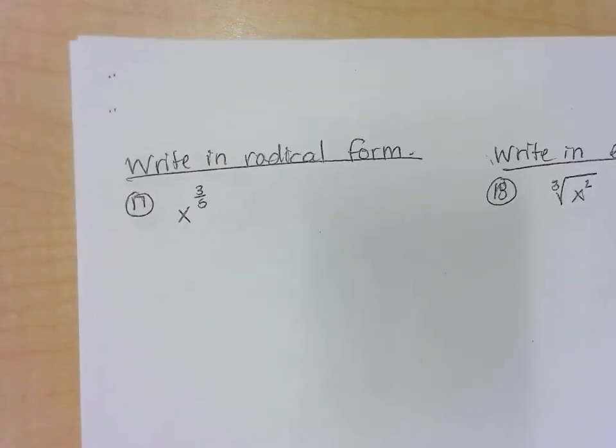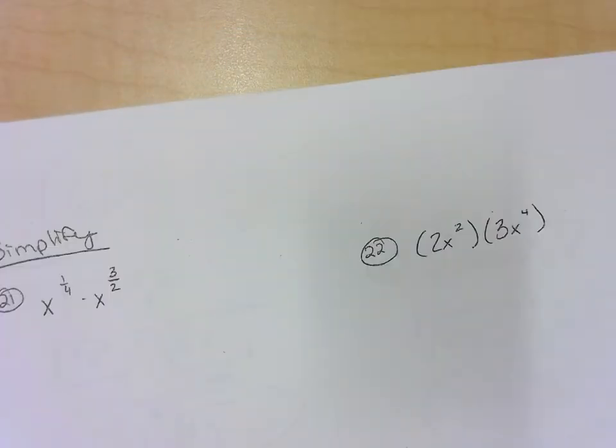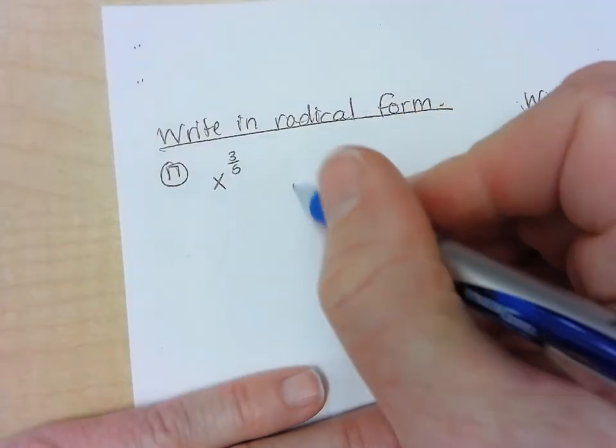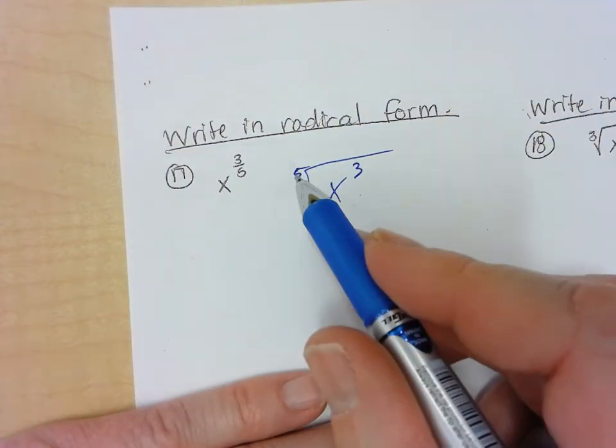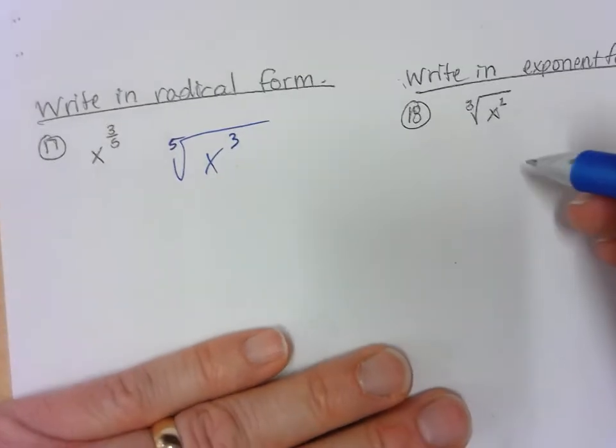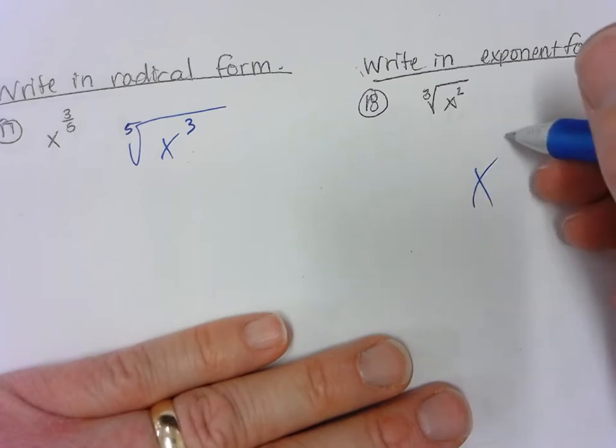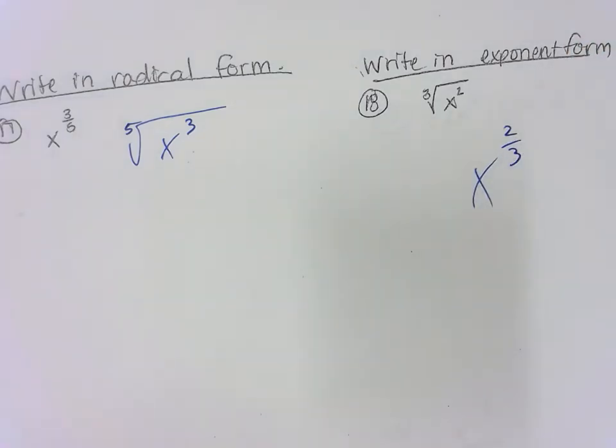All right, almost done. Write in radical form. Oh no, this is a big old quiz, isn't it? Radical form, it's going to be a 5 here and a 3 there, because that's your index and your exponent. Here we're going to write it the other way around. We're going to do a squared and a cube root.